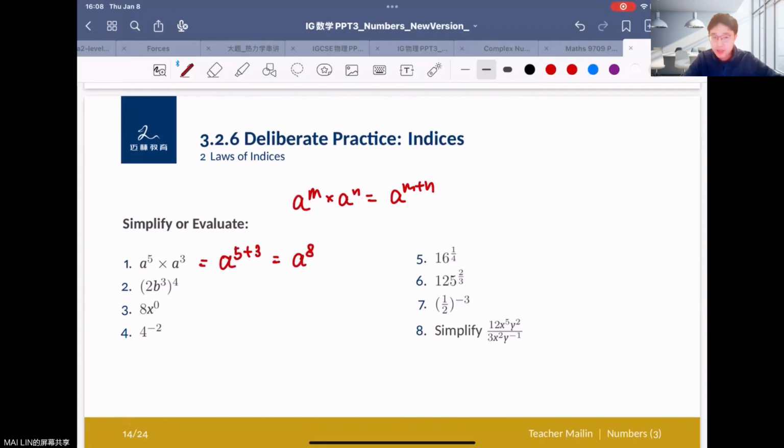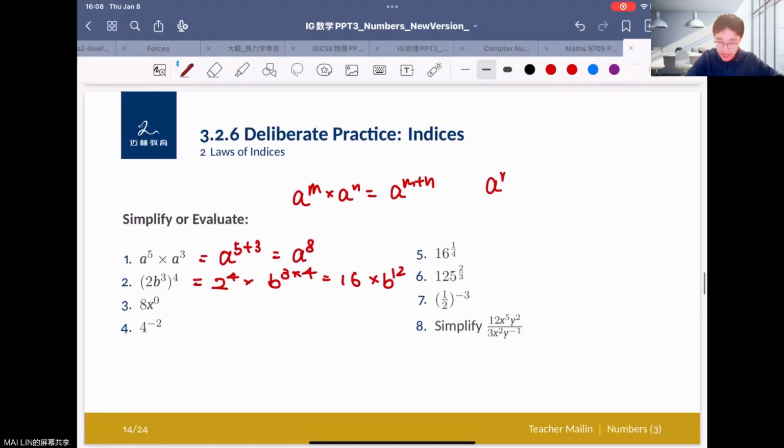And for the second, we can say it is 2b cubed to the fourth, right? So we can say it's 2 to the fourth times b to the 3 times 4, okay? And here the formula gives 16 times b to the 12. Okay, so every time please remember that the formula a^m to the n means a to the m times n, okay?